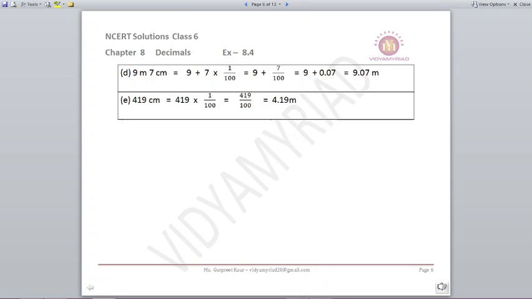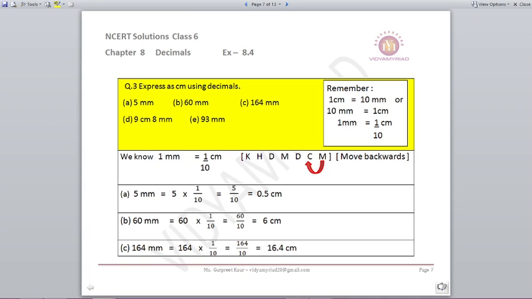So, if you know the conversion rule, King Harry died, mother did not cry much. Based on that, how many steps you are moving forward or backward, you can easily find out the conversions. Question number 3. Express as centimeters using decimal. Now in this you are given millimeters. Millimeters means the last part. King Harry died, mother did not cry much.